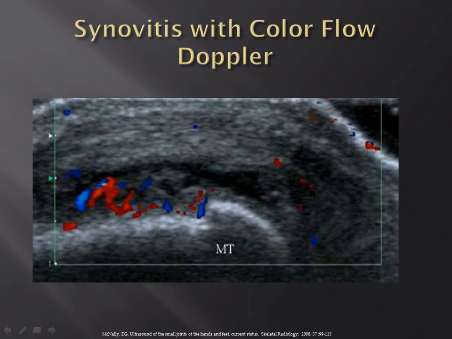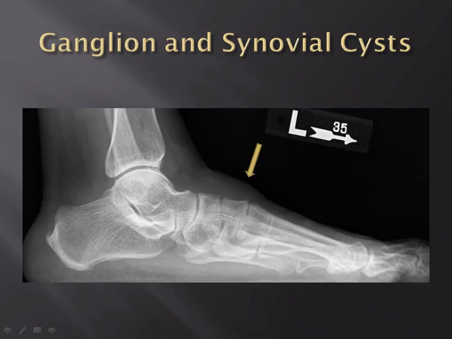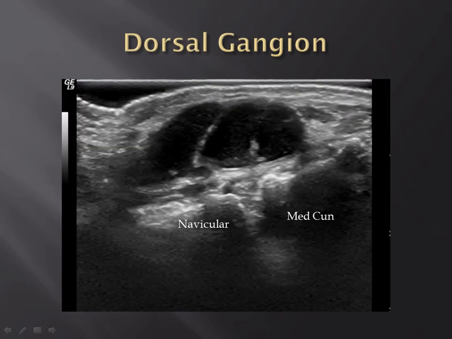This is just an example of a picture of the same image with Doppler. This is not my case, however; the previous one was. Ganglion and synovial cysts, again, like in the wrist and the hand, are a common indication for foot ultrasound. And this is an example of a typical ganglion cyst located at the level of the midfoot.